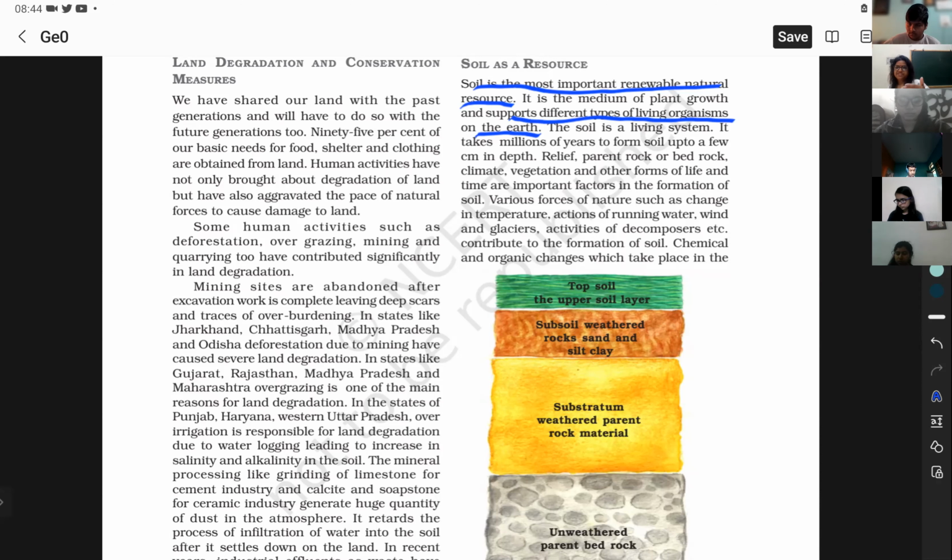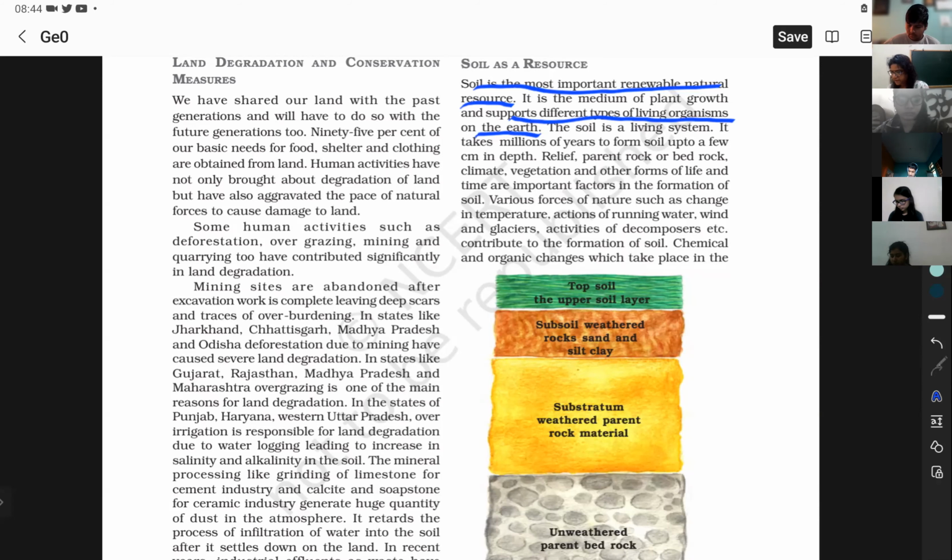Glaciers, when the glaciers melt, they have some rocks also in them. The particles that are bound with it, when these glaciers melt, they come down and help in making the powder of the rocks. Then decomposers, we all know the microorganisms that are there, they also help in it.